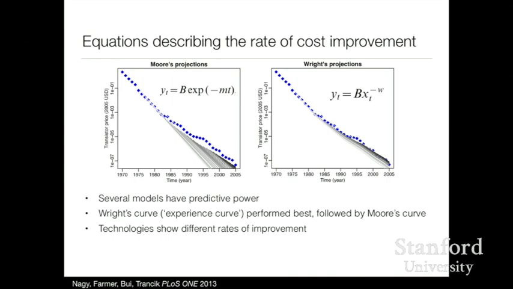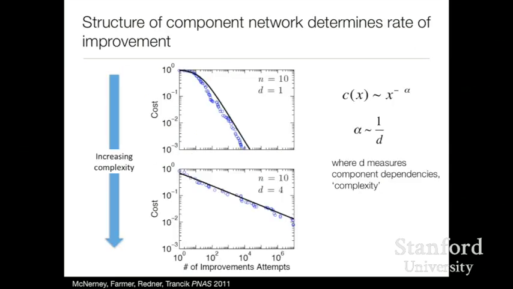So that was the first step in identifying how different technologies improve in cost over time. And now I'm going to ask, okay, well, again, this is just looking at the empirical data. What about some kind of mechanistic model for how technologies are improving? Can we develop such a model, and what does it tell us?